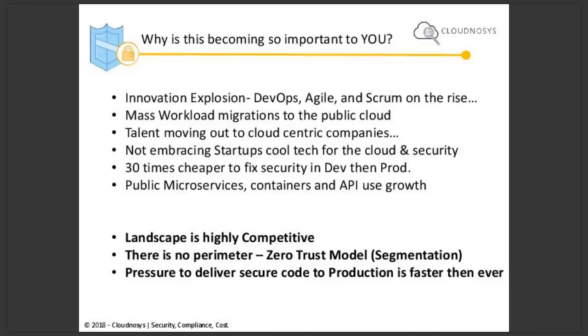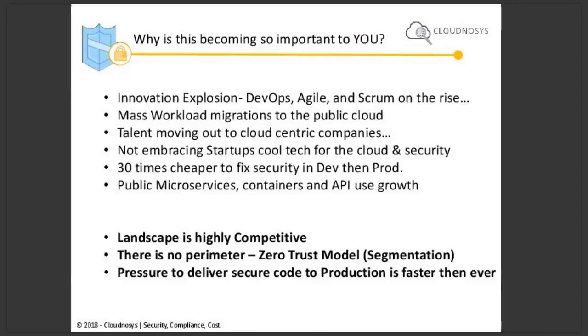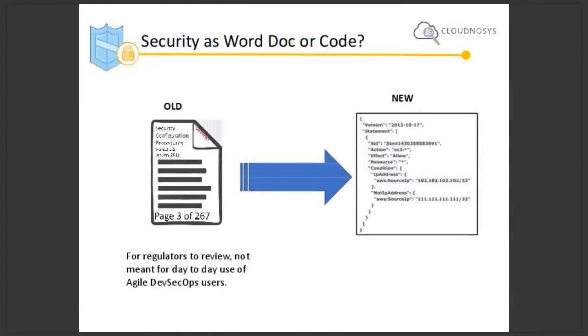There is the concept of zero trust model, no perimeter. Segmentation is very popular now, especially on the cloud. And pressure to deliver source code to production is faster than ever. Okay. So again, all these things are important. That's why you're here, and we're going to dive in to the very first thing. The very first concept that we're going to talk about is security as Word doc or code.